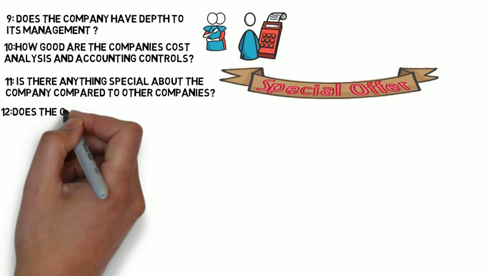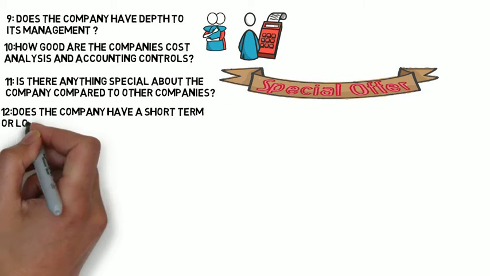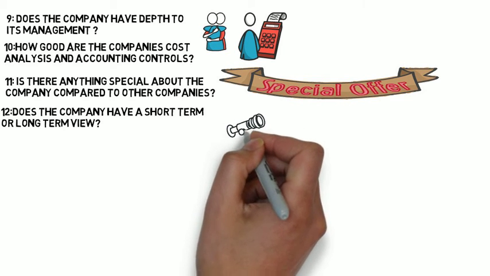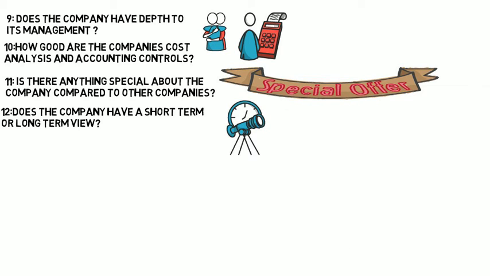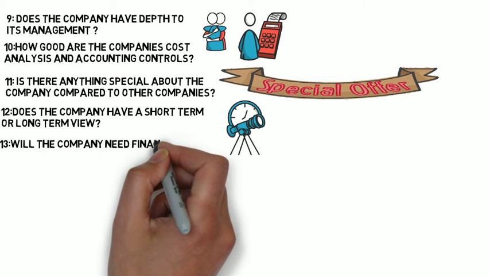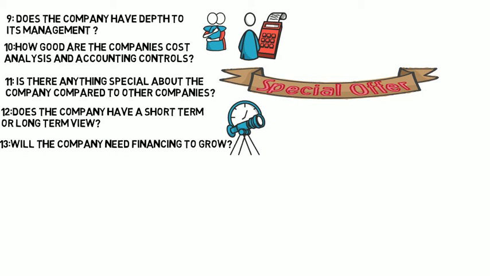Meaning, is the company only in it for the small profits right now, or are they trying to build a long-lasting company that'll be there for a really, really long time? Point number 13, will the growth need financing to grow? Meaning, does the company actually need money to grow, or are they able to do this on their own?